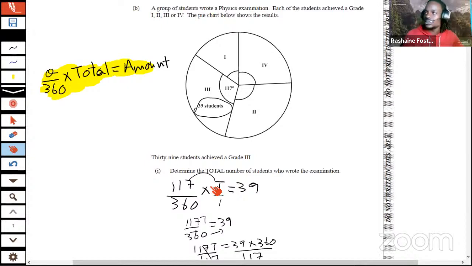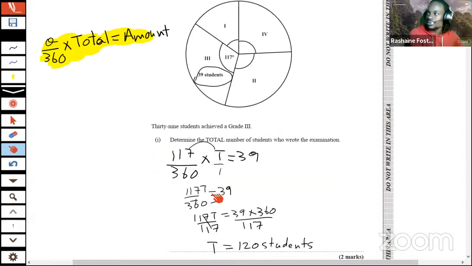Another thing that we need to bear in mind is the fact that the total number of students that we got was 120. And usually in CXC, whenever they give you a question, part one is going to be related to part two. So for part one of our question, we got 120 students, which is the total. And what do we know? We also know that 39 out of that 120 got a grade 3.